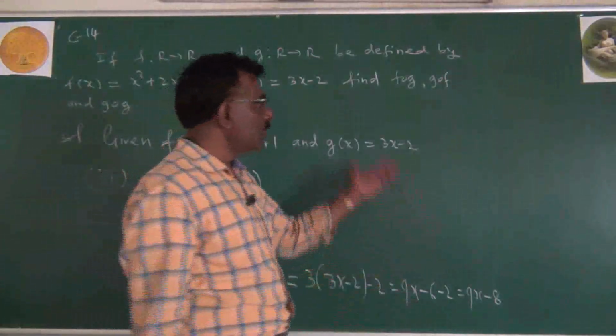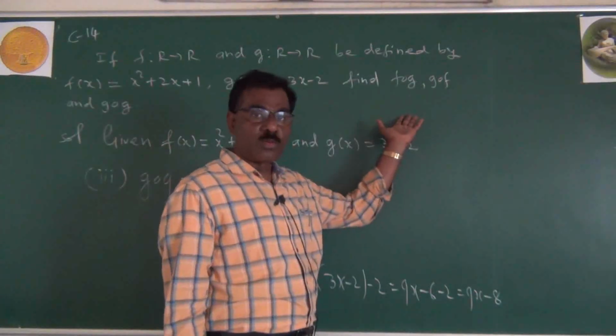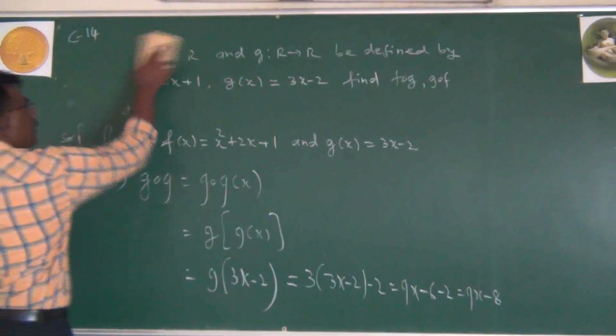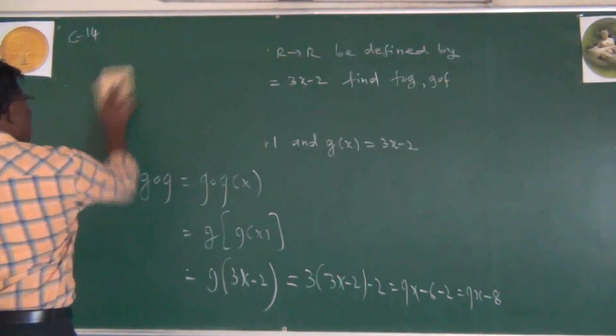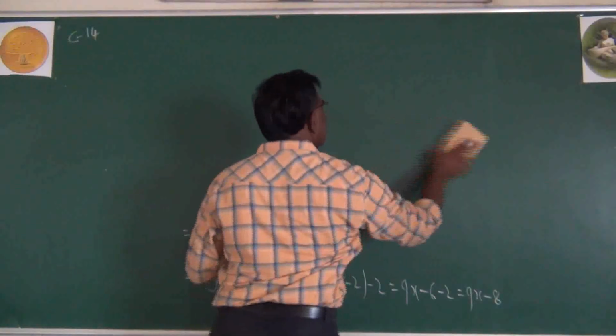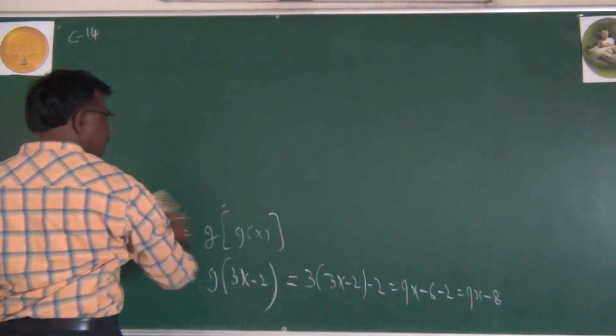In the exam, sometimes it is a 3 marks question. There are 3 steps. You will have to calculate f composition g, g composition f, and g composition g. We are expecting a 3 marks question because the 3 results are there. Every result is 1 mark.